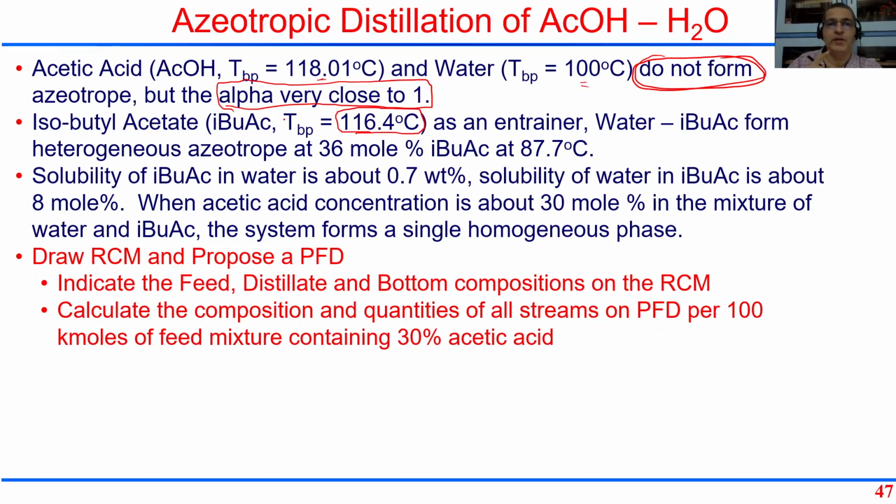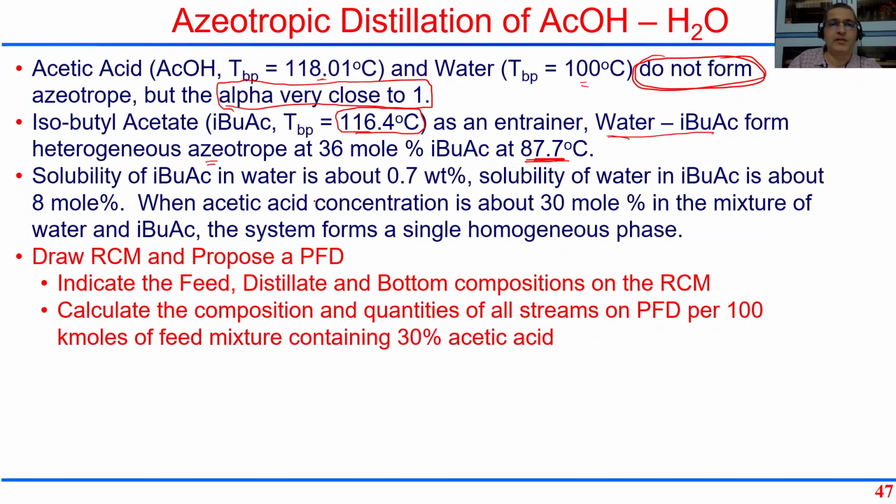So boiling point wise it is not a light, but butyl acetate and water form an azeotrope which has a boiling point of 87.7 degrees centigrade. So this butyl acetate and water form an azeotrope which has a temperature lower than 100. So we call it a light entrainer. So we call it heterogeneous azeotropic distillation, because butyl acetate and water form two phases.